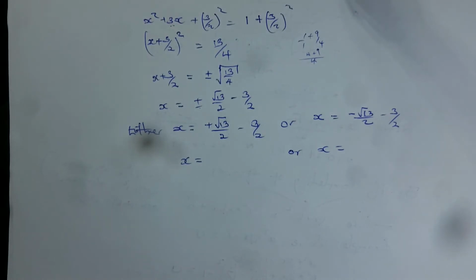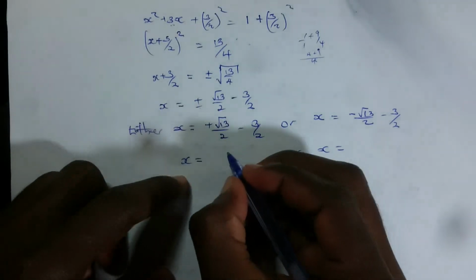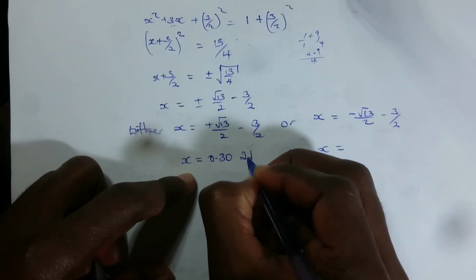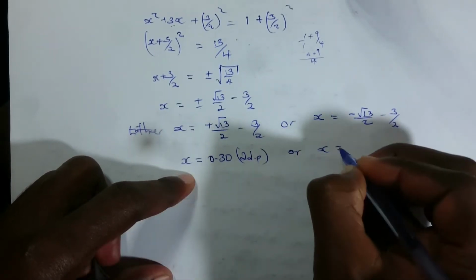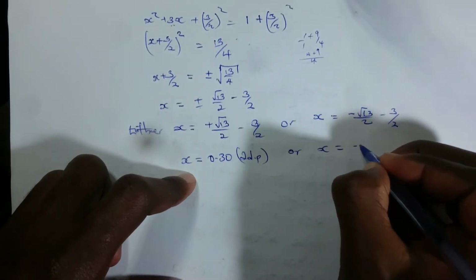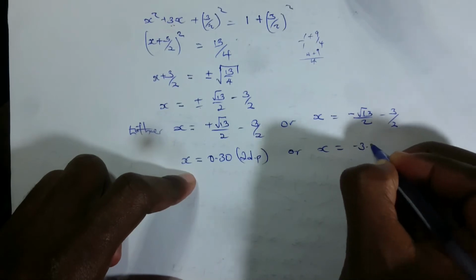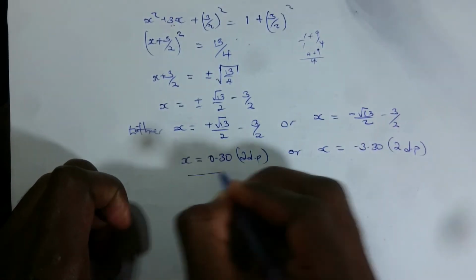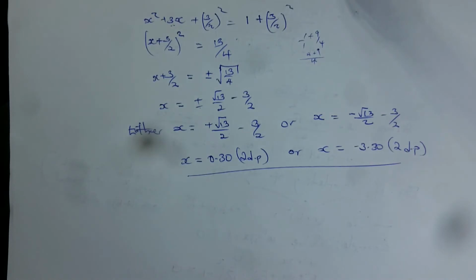And if you enter that figure in your calculator properly, you're going to get 0.30 to 2 decimal places, and x on this side will be negative 3.30 to 2 decimal places as well, because that result wasn't exact.